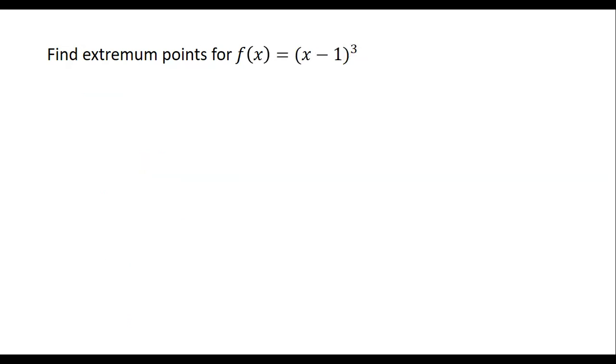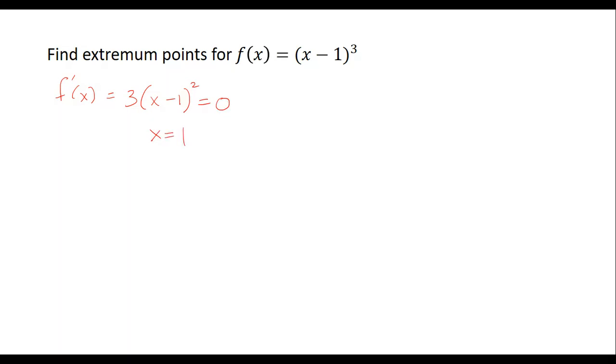Now, what happens if we have this problem? Why is this interesting? Look at this one. The same thing happens. You need to find your f prime, and your f prime now becomes 3(x minus 1) squared. That's it. And then you can equal this with 0, and you get x equal to 1.